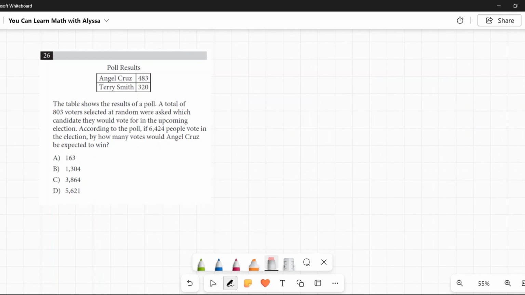Okay, there are two different ways that you can go about this. Two different paths that I see, just whichever makes the most sense to you. The key is in this question: it's not how many votes would Angel Cruz get. It's by how many votes would he be expected to win.